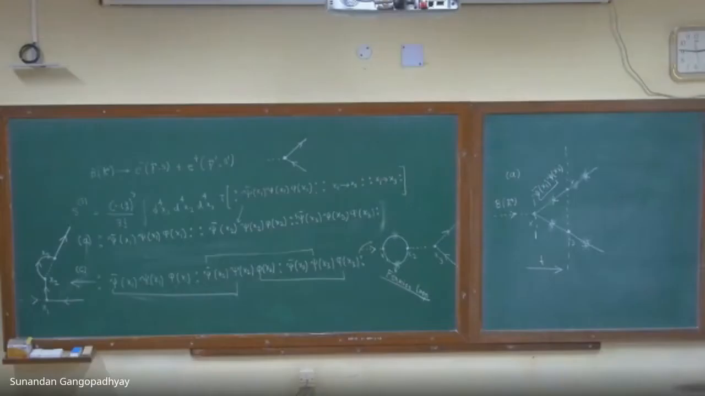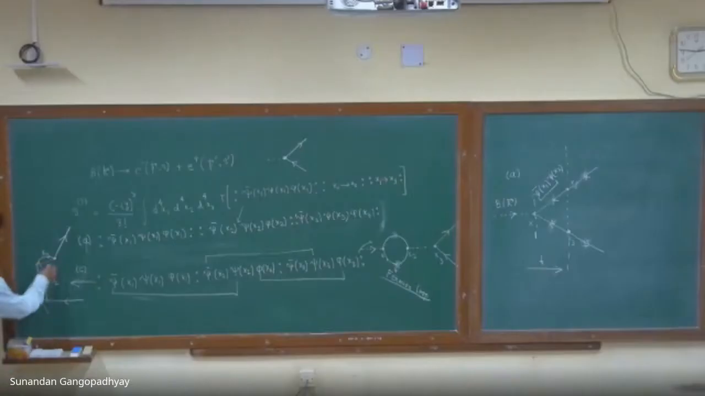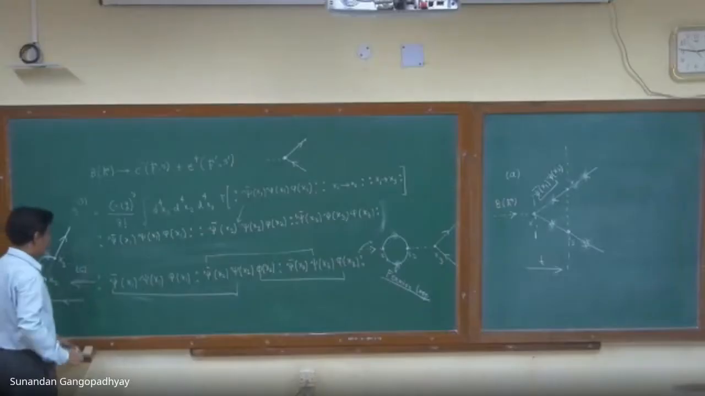Sir? Yes. At x3 there is an electron positron annihilation. At x3. Yes. This is not an electron positron annihilation. See, this electron is coming here. And No. Okay. This is the x3 point. This point is x3. This point is x3. Okay? Okay, sir.